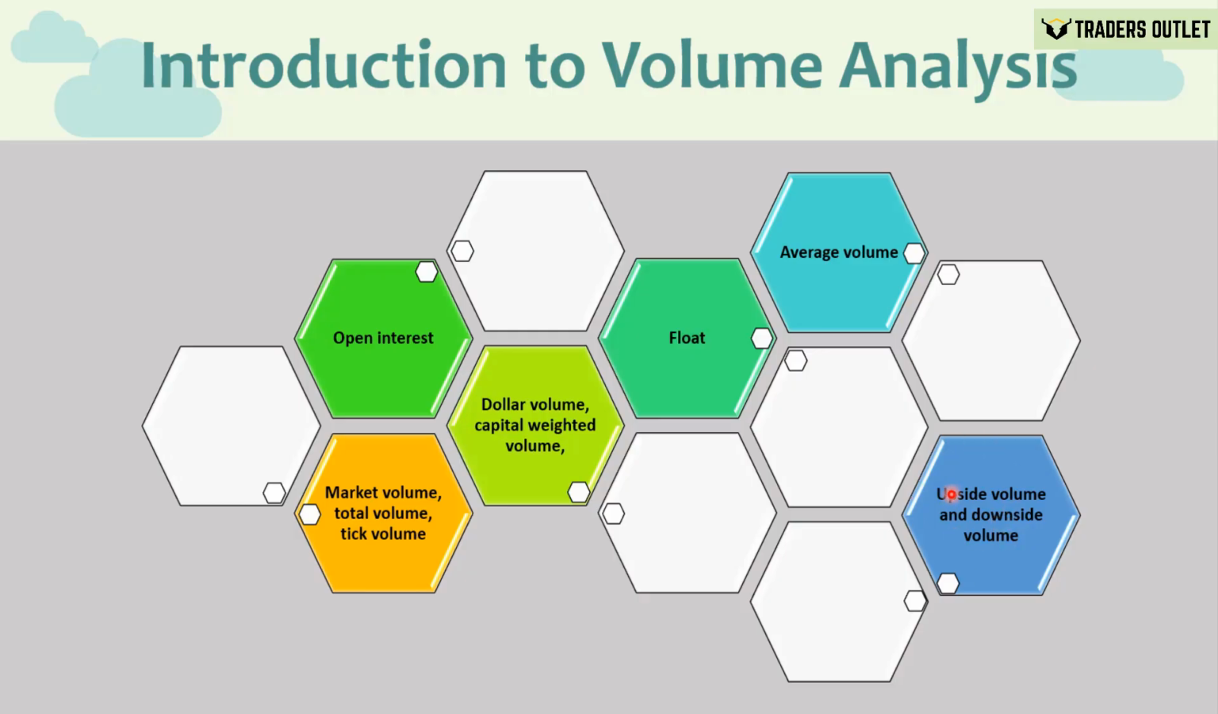Now this volume is pretty self-explanatory. Upside volume would be the volume that is traded on upticks. And in a day there are both upticks and downticks. Shares or any commodity prices do not move in a linear fashion. They move in a random walk fashion. So how many trades have happened on an uptick versus how many trades have happened on a downtick, that is called upside volume and downside volume. Pretty straightforward. Next we have dollar volume and capital weighted volume.